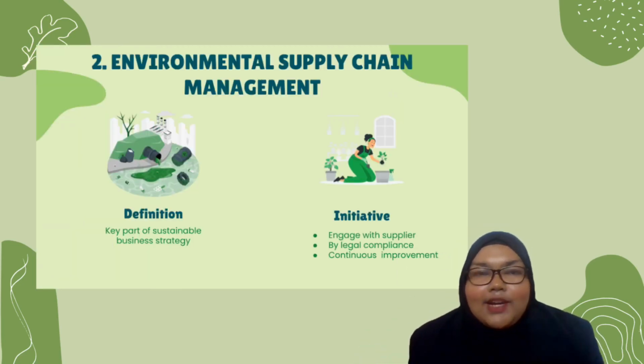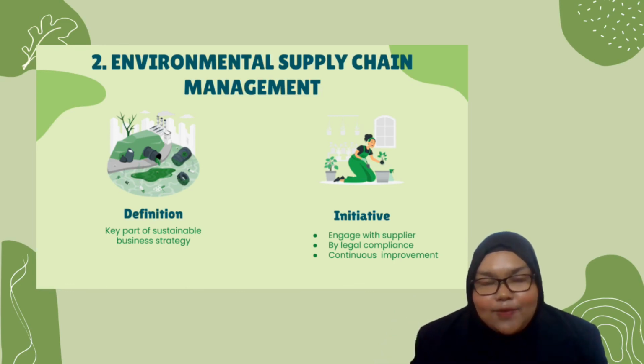Now I will proceed to the second initiative, which is environmental supply chain management. It is on management of all significant environmental impacts from company supply chain throughout the life cycle of product or services. And the first initiative to reduce it by engagement with the supplier. Other than that, by environmental legal compliance, and the last one is by continuing to improving the environment.